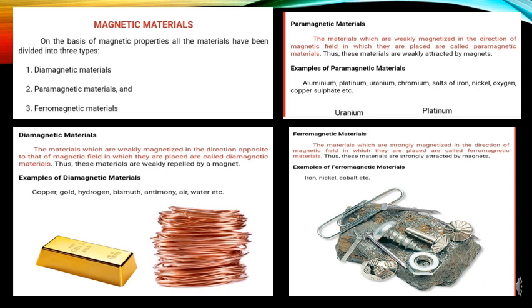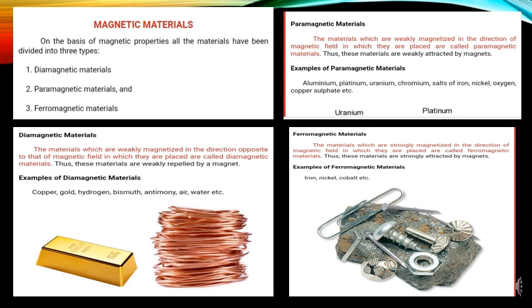And the example is iron, and few more examples are nickel, cobalt, etc. These materials, that is iron, nickel and cobalt, can attract with a magnet very easily. So hope you understood. There are three types of materials based on the magnetizing property.